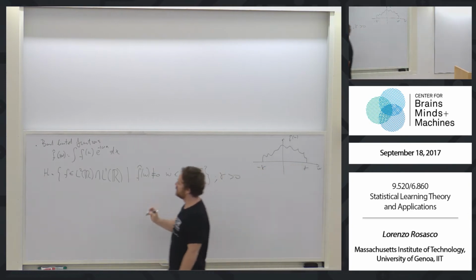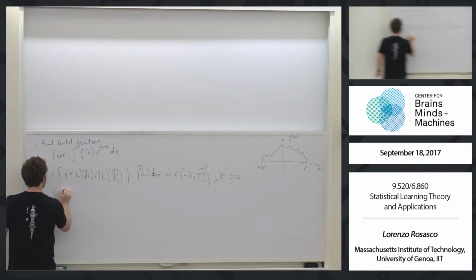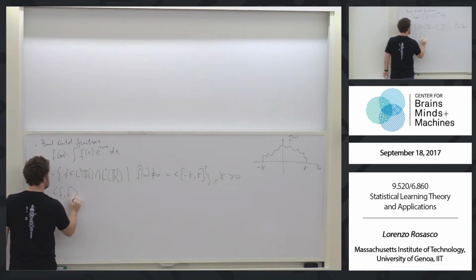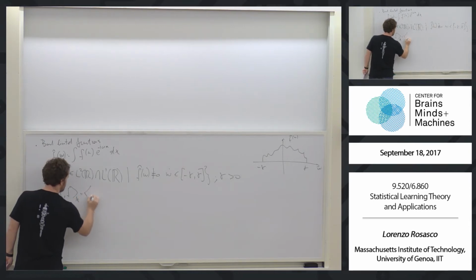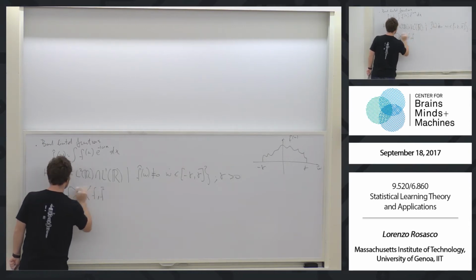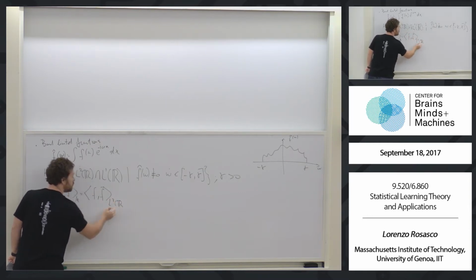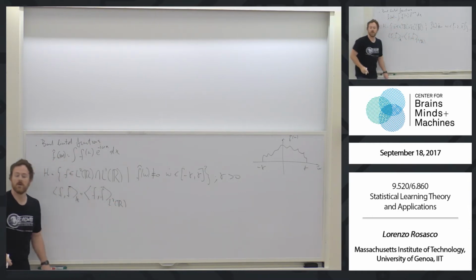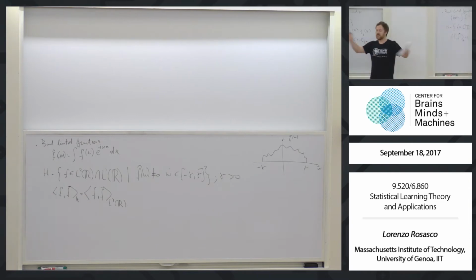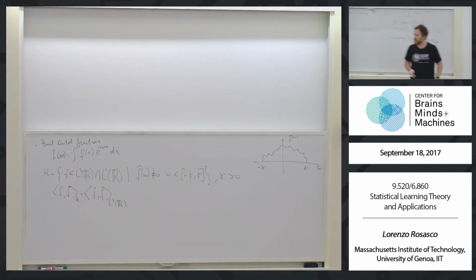I'm actually going to consider the inner product in H to be just the usual inner product in L2. Take any two functions in H, they're also in L2, and I'm just going to consider this to be the inner product. Clearly, this is less than the whole space. The question is if it is a reproducing kernel Hilbert space. And it turns out that it is.